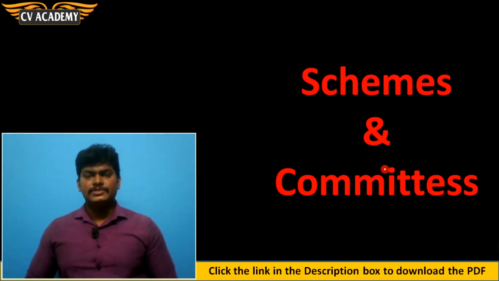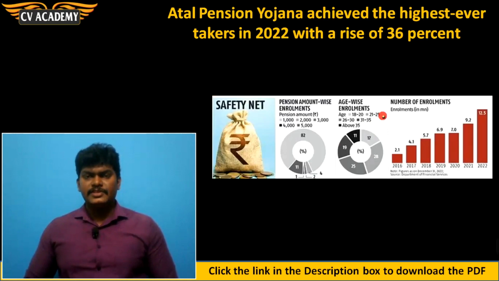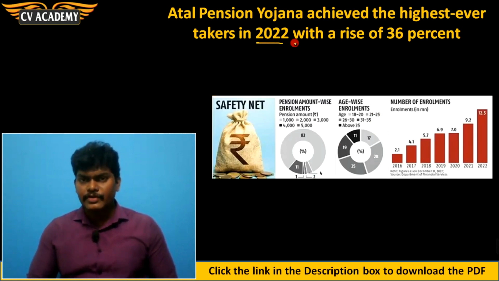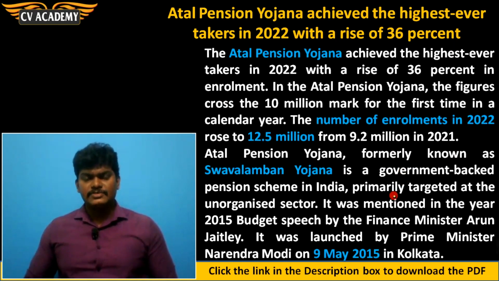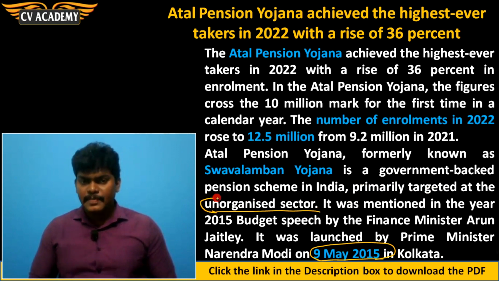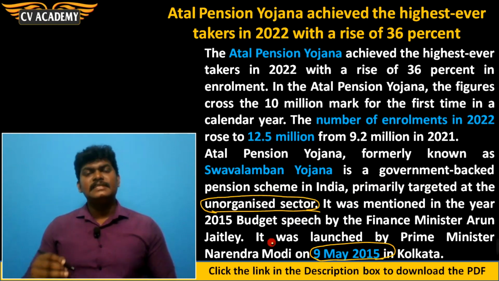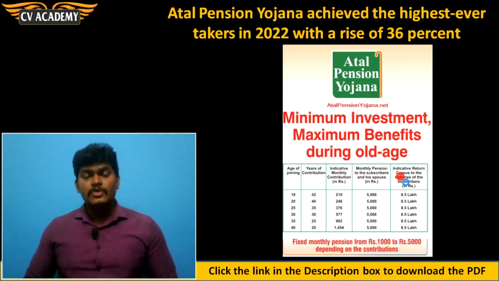Then schemes and committees news we are going to see. 49th news: Atal Pension Yojana achieved its highest ever takers in 2022, with a rise of 36%. Actually, this is a scheme launched by our Prime Minister in 2015. It is a pension scheme for unorganized sector people, who can also avail the pension after the age of 60. But to avail that pension, they have to contribute monthly.